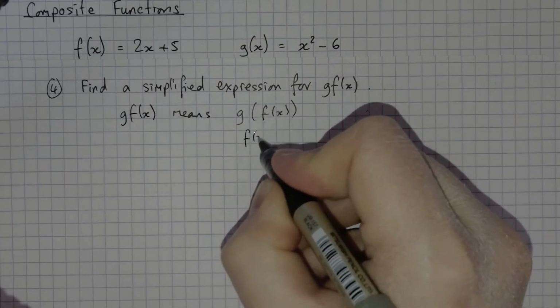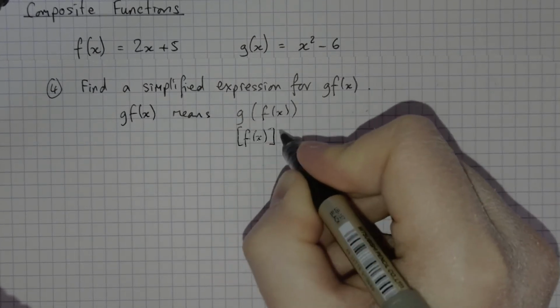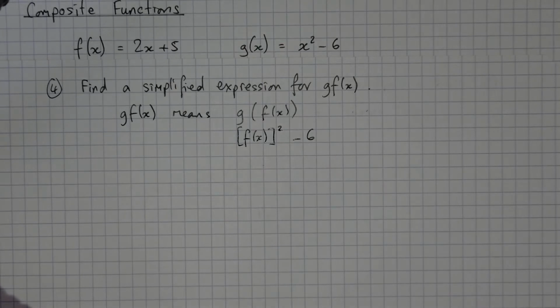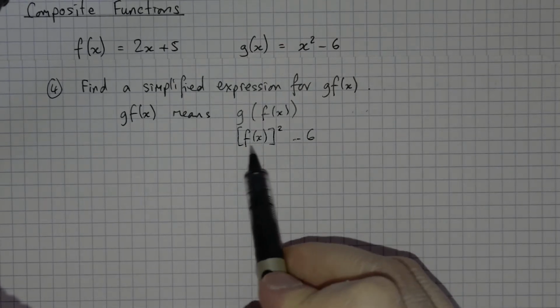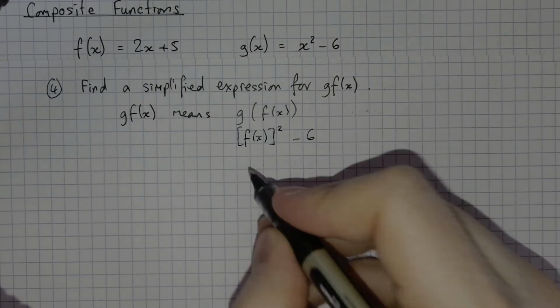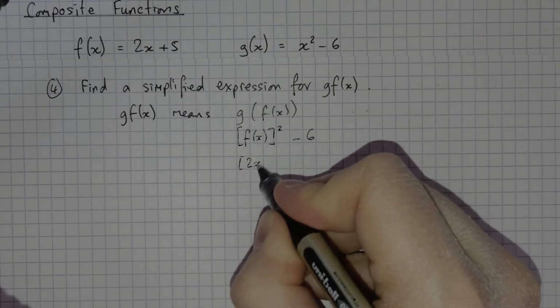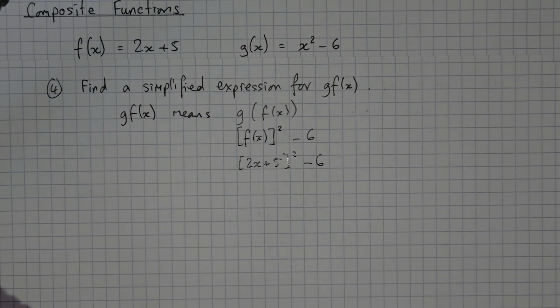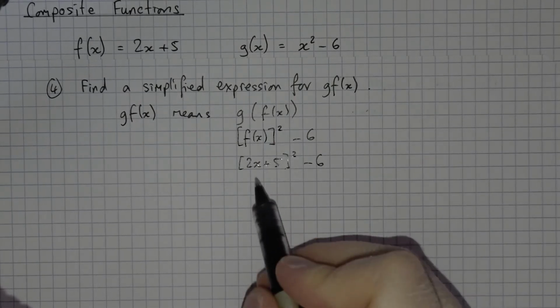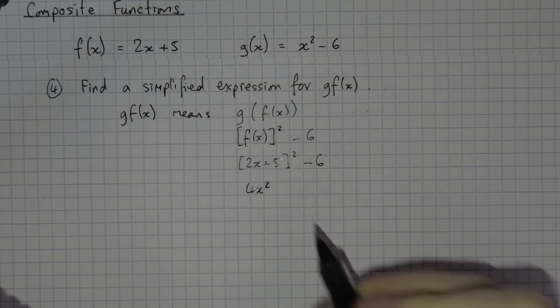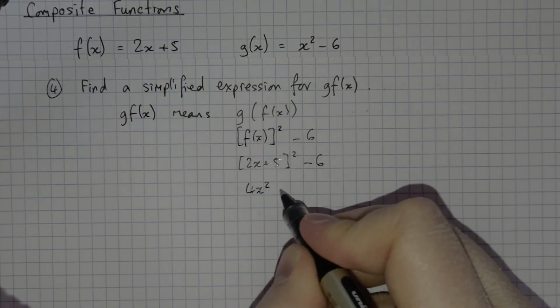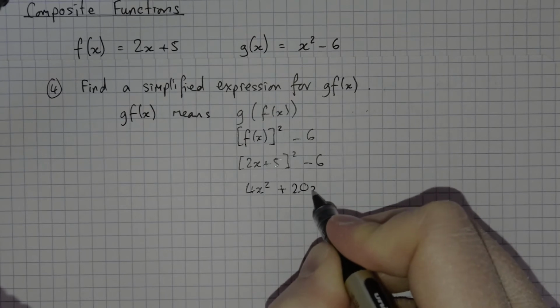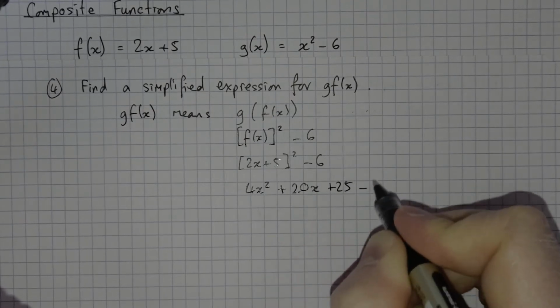That's going to be f of x squared, take away 6. Now the definition of f of x is 2x plus 5. So that's 2x plus 5 squared, take away 6. And I can now do the simplification for this. So that's going to give us 4x squared. 2 5s are 10, but there'll be 2 of those. So 20x plus 25, take away 6.